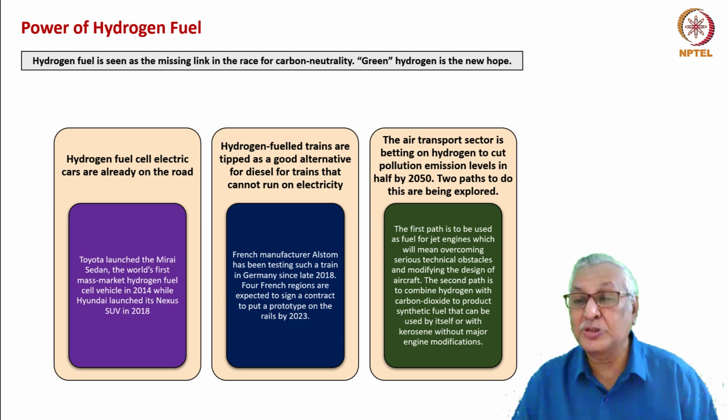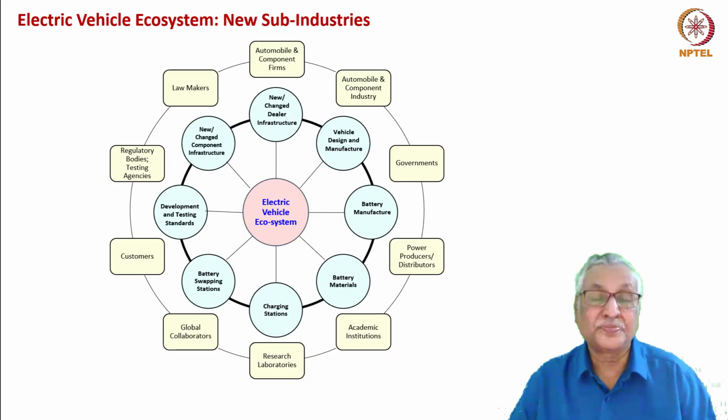The air transport sector too is betting on hydrogen to cut pollution emission levels in half by 2050. Two paths to do this are being explored. The first path is to use it as fuel for jet engines, which will mean overcoming serious technical obstacles and modifying the design of the aircraft. The second path is to combine hydrogen with carbon dioxide to produce synthetic fuel that can be used by itself or with kerosene without major engine modifications. So, lots of things are happening with hydrogen as the base.